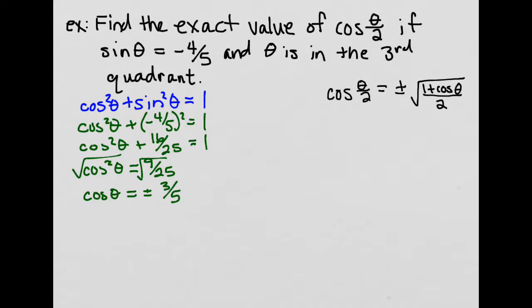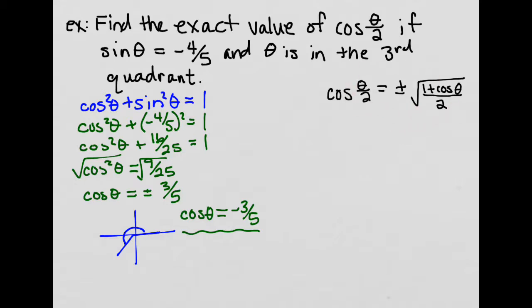And so we need to figure out if it's going to be positive or negative. If we look at our axes, we know that our angle is in the third quadrant, so down here. And we need to figure out if the x-coordinate, because that's what cosine is, is positive or negative. Down here, the x's are actually negative. So our cosine of theta is equal to -3/5. Let's go ahead and plug this into our equation.